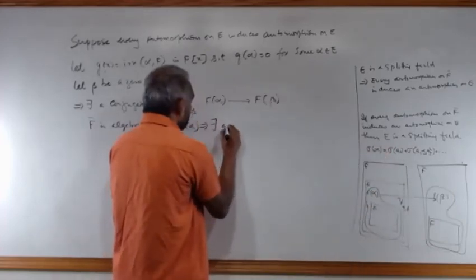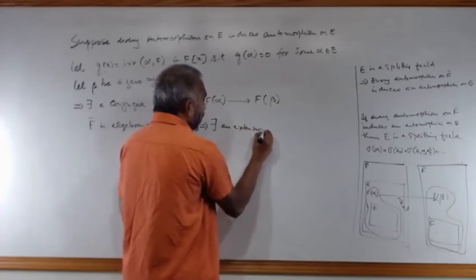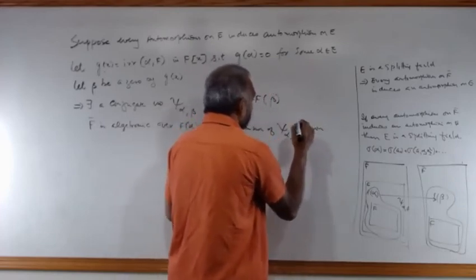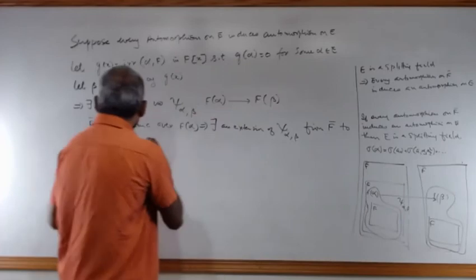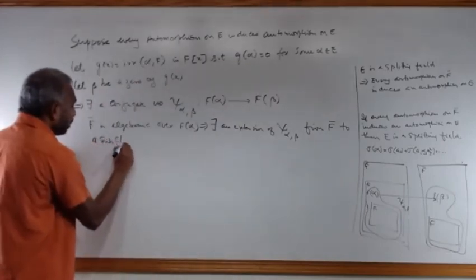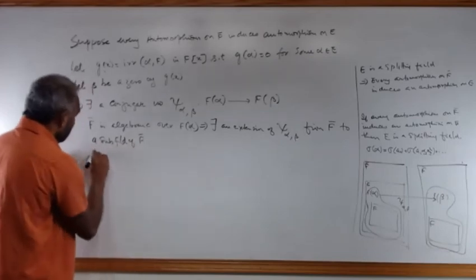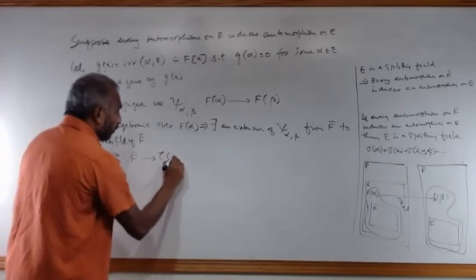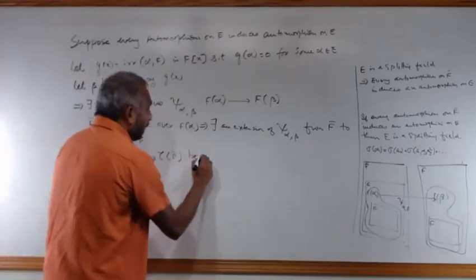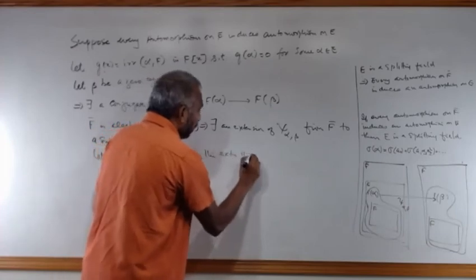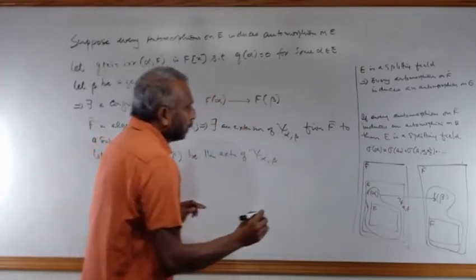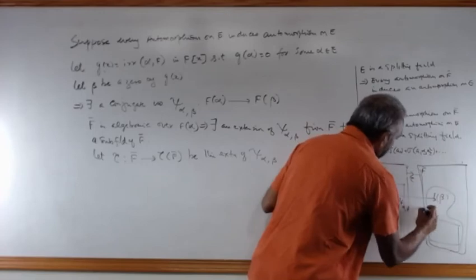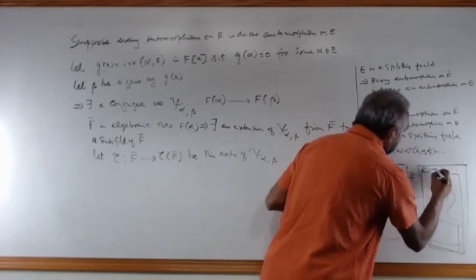So there exists an extension of psi of alpha beta from F closure to a subfield of F closure. Let tau from F closure to tau of F closure be the extension of psi of alpha beta. So this actually, from here to here, is probably a subfield, this is tau of F closure.